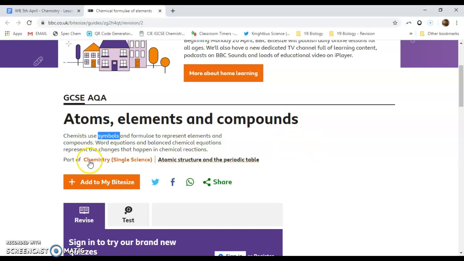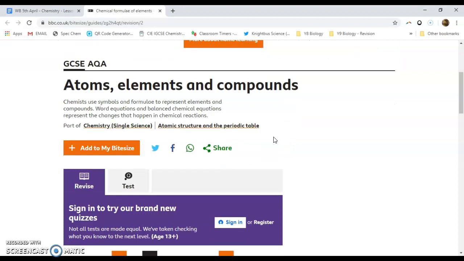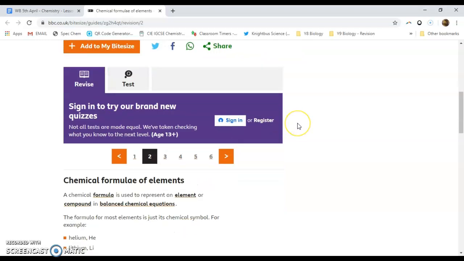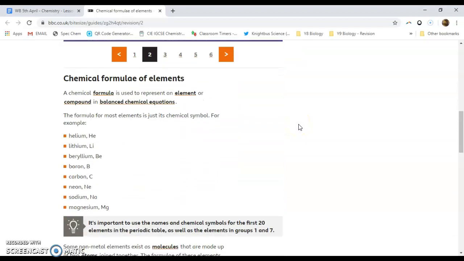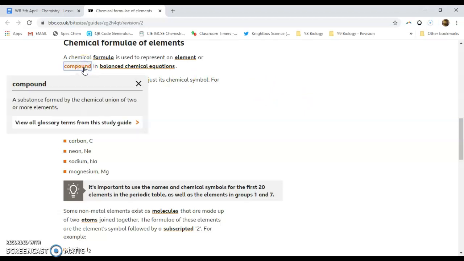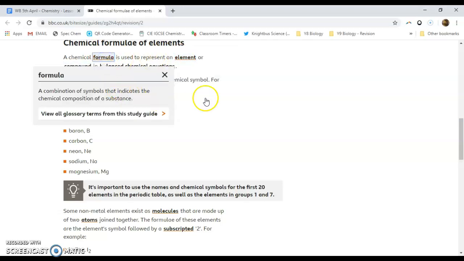In the same way that we use the letter S at the end of symbols. So chemists, we use symbols and formulas to represent elements and compounds, and we will need this because we want to try and make sure that we push you past word equations as quickly as possible. We want you to be able to write down balanced chemical equations in terms of compounds, elements, and their formulae.